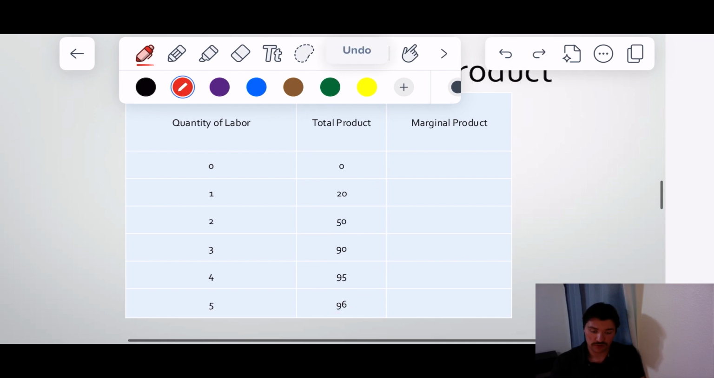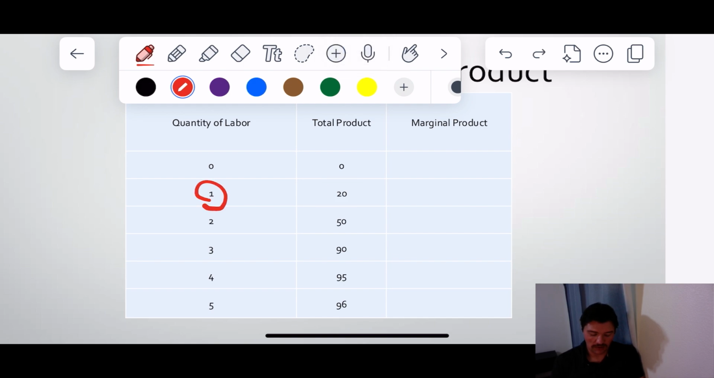So let's find the marginal product. When you had 0 labor, 0 total product. When you had 1 labor, now you have 20. So because you hired that person, you got an additional 20. You hire the next person, you go from 20 to 50. So he gave you an extra 30 products. Then you go 50 to 90.